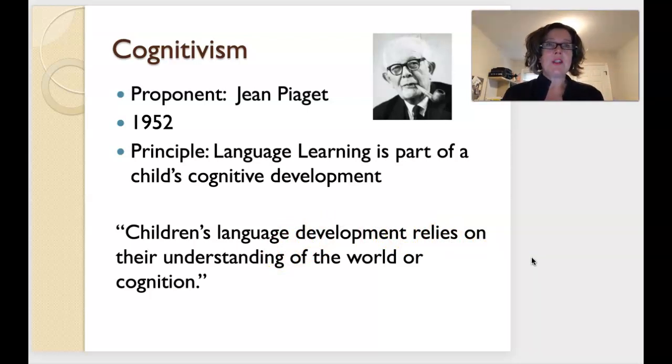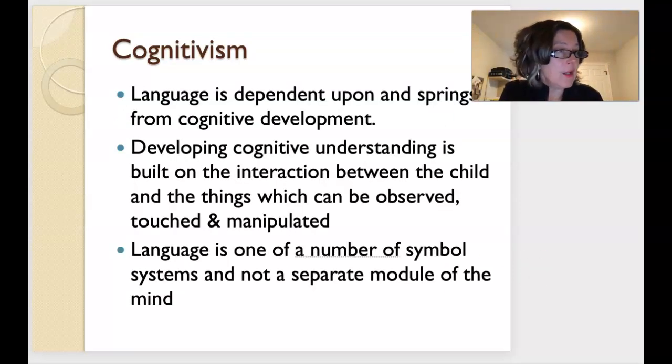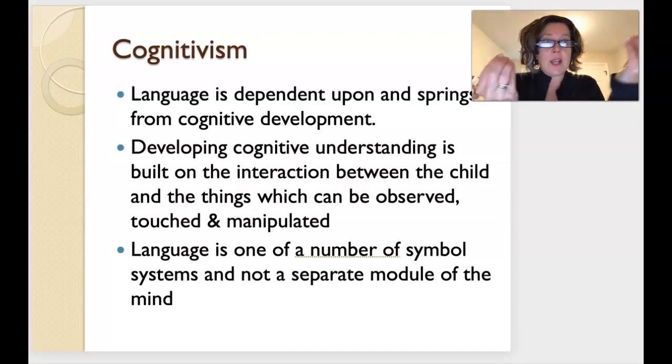Piaget was very much into cognitive, that the child has to be cognitively present to learn language, but that the way that they get the brain going is by actually hands-on doing something with it. Okay, so just keep that in mind. Language is dependent upon and springs from cognitive development. Developing cognitive understanding is built on the interaction between the child and the things which can be observed, touched, and manipulated. So you can see that this is this combination of nature and nurture.